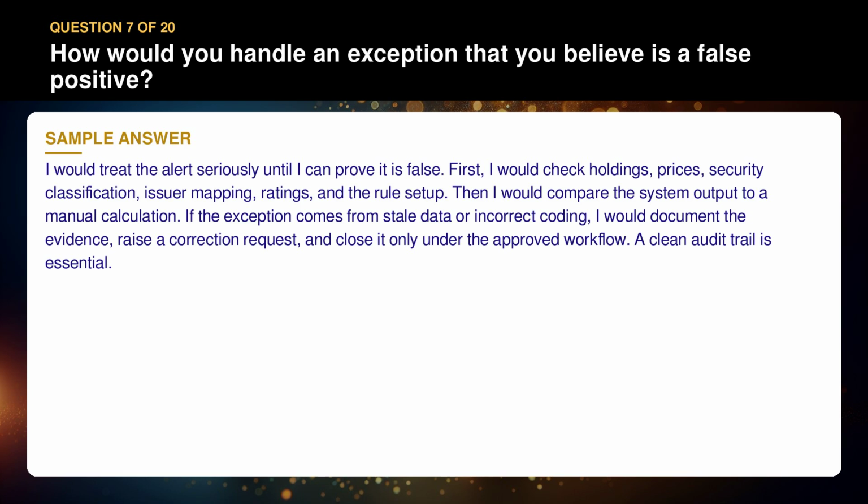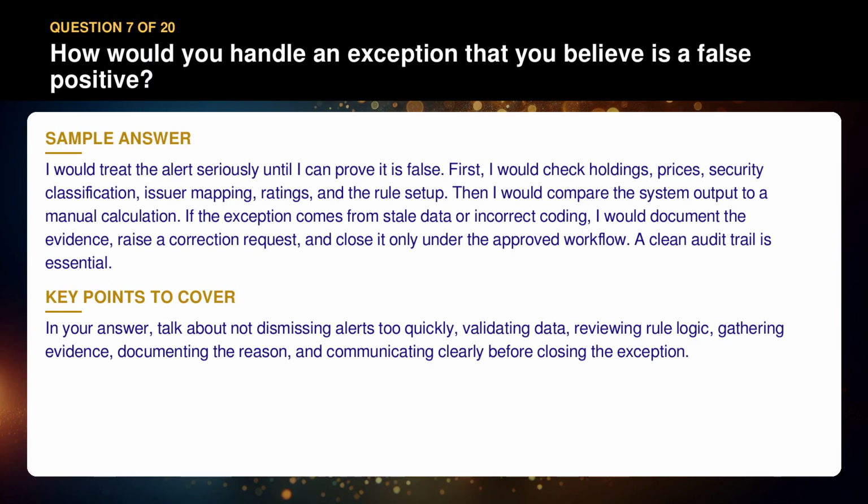If the exception comes from stale data or incorrect coding, I would document the evidence, raise a correction request, and close it only under the approved workflow. A clean audit trail is essential. In your answer, talk about not dismissing alerts too quickly, validating data, reviewing rule logic, gathering evidence, documenting the reason, and communicating clearly before closing the exception.